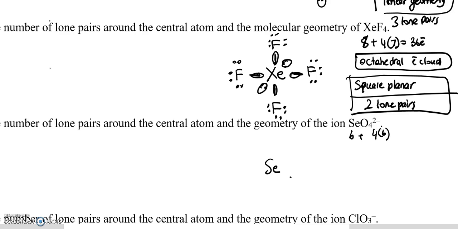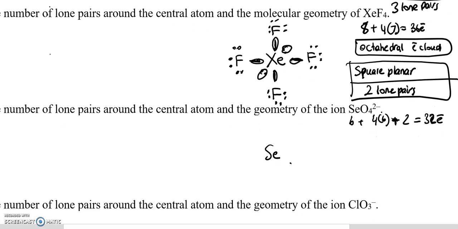So 4 times 6 is going to be 24, right? And also we have 2 electrons from the charge. That's for the molecule, so we're going to add 2. So 6 plus 24 plus 2 is going to be 32 electrons. We have 32 electrons to construct our molecule.